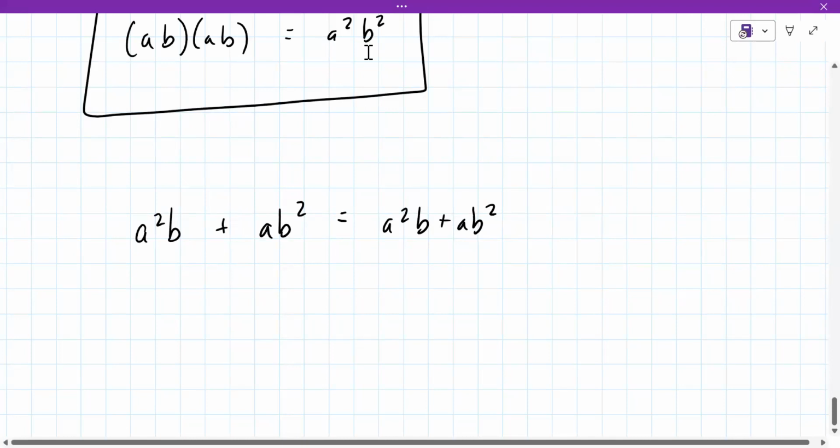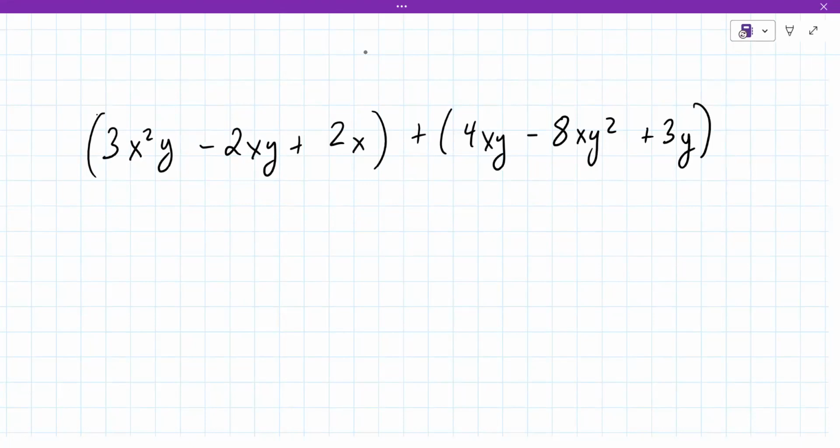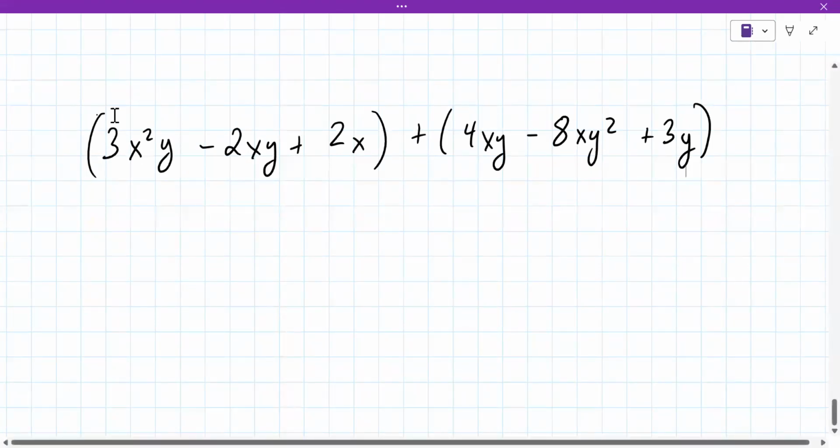Let me throw one at you here. Let's say it's 3x squared y minus 2xy plus 2x, plus 4xy minus 8xy squared plus 3y. So first thing I want you to think about is whether or not you need the parentheses. Do you need these parentheses?